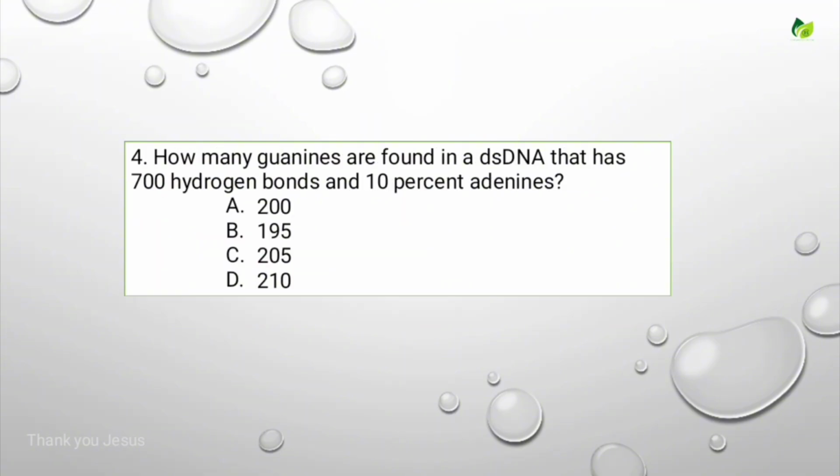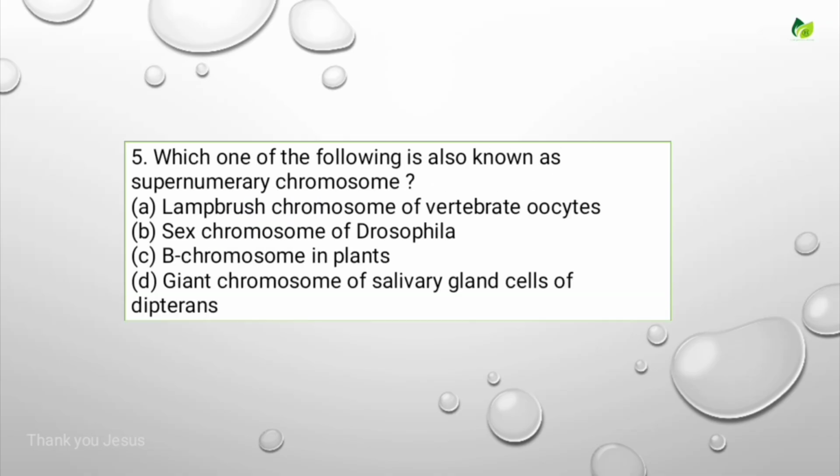How many guanines are found in a dsDNA that has 700 hydrogen bonds and 10% adenines? Options are 200, 195, 205, 210. For this, the correct answer is 200. So, in the next video, I will explain this question in detail, because it will take much time to explain. You have to calculate the percentage. That's why. Let's see the next question.